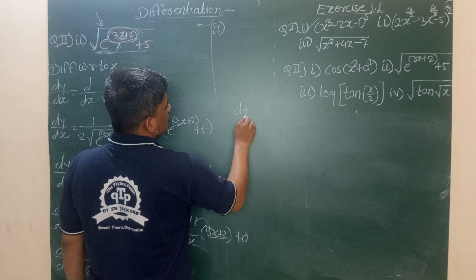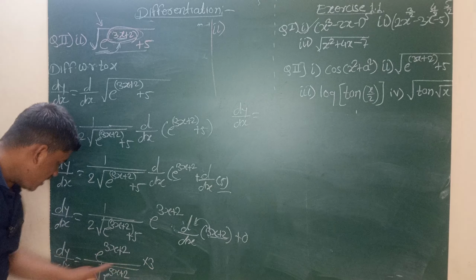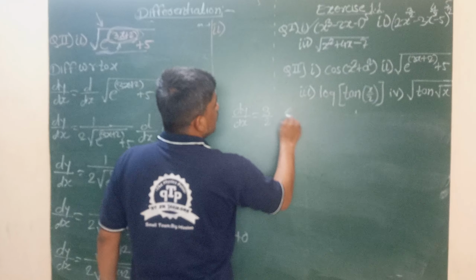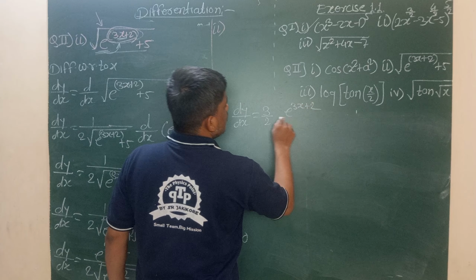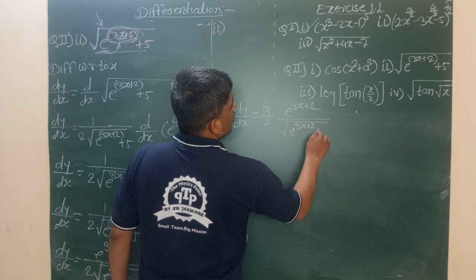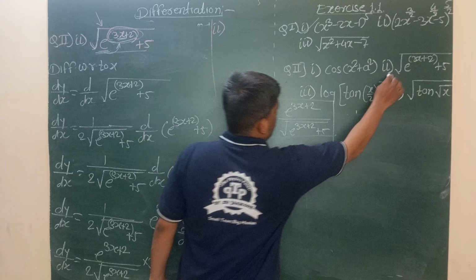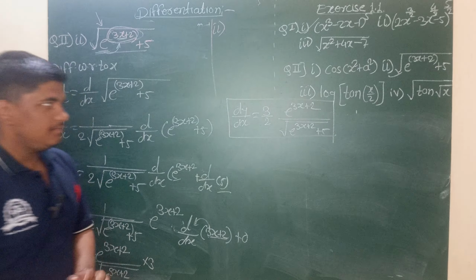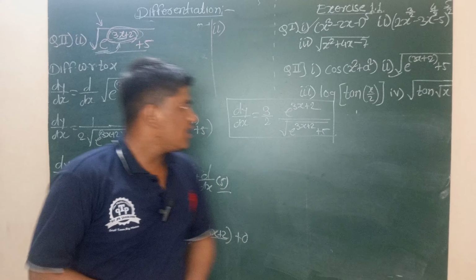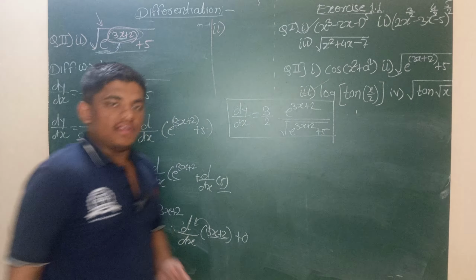The final answer will be dy by dx, which is equal to 3 upon 2 into e raised to 3x plus 2, divided by the square root of e raised to 3x plus 2 plus 5. This is the final answer of the differentiation of the question, under root e raised to 3x plus 2 plus 5. And I want to solve the next, last question in this lecture.